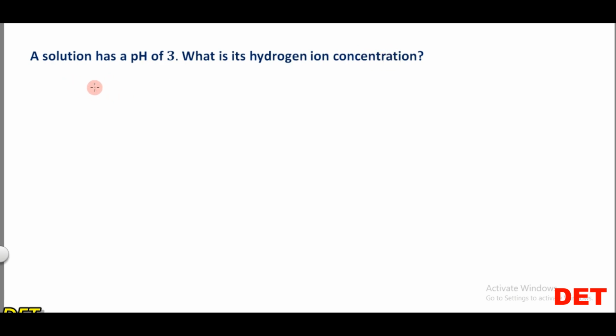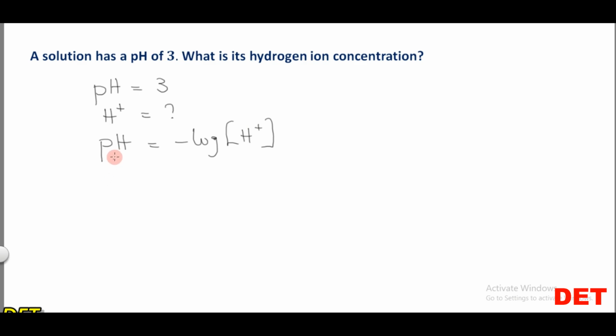Alright, so we're given the pH of this solution to be equal to 3, and we're asked to look for the hydrogen ion concentration. So what's the relationship between pH and hydrogen ion concentration? You should know that the pH of a solution is equal to the negative logarithm to base 10 of the hydrogen ion concentration.